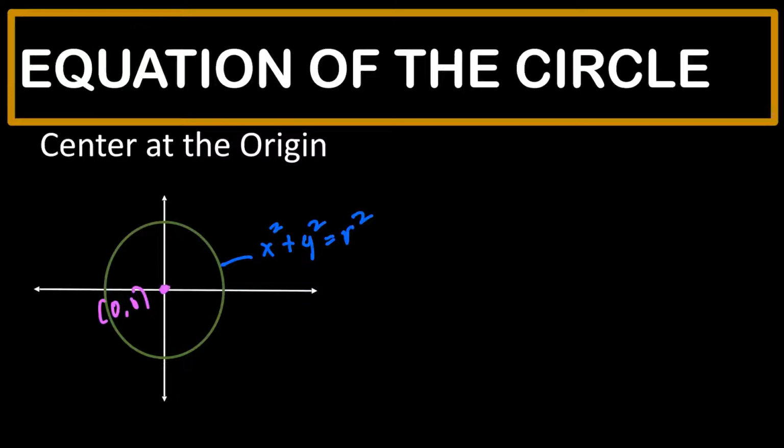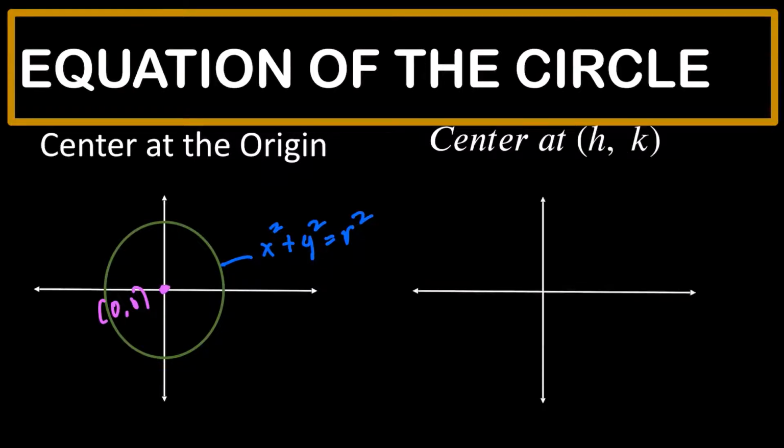Now, what about if the center of the circle is not at the origin? So if the center of the circle is not at the origin, then its center is at h and k. So this is the coordinate of the center of the circle, not in the origin. And if we have here, for example, a point, and this is the center of the circle, what will be the equation of that circle?